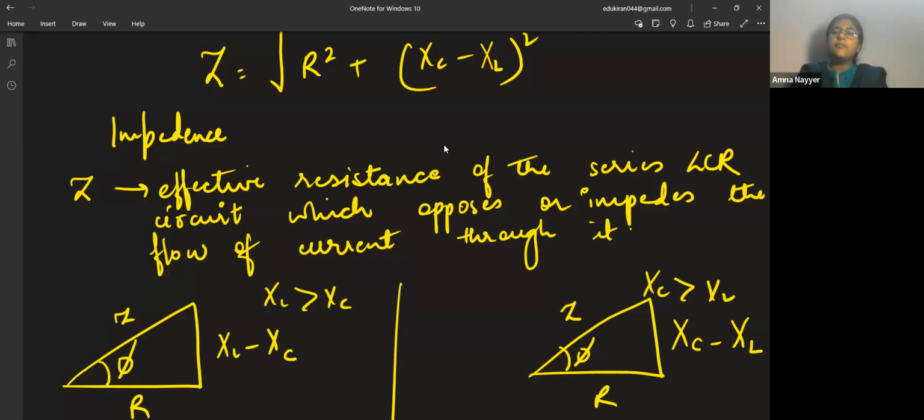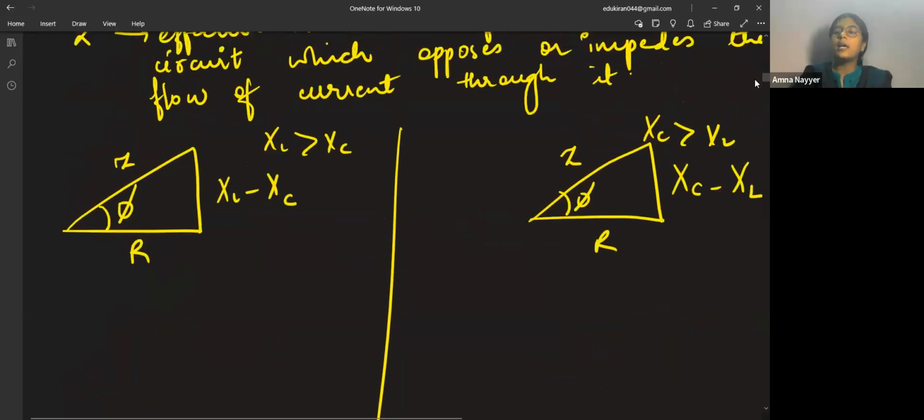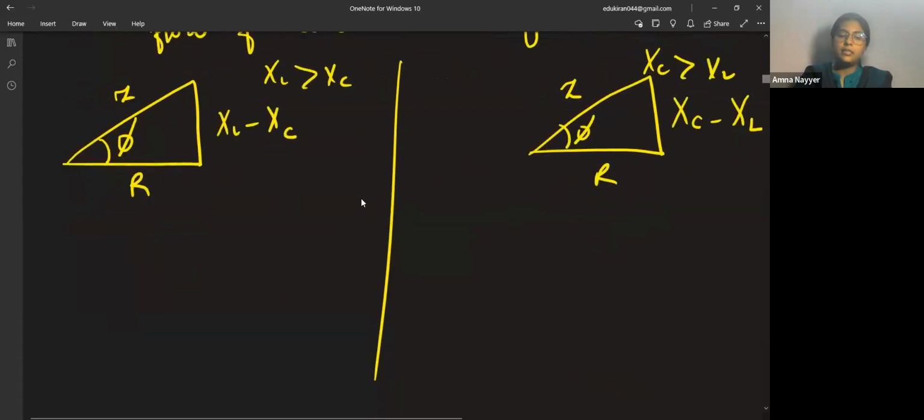Now see, one more thing. Apart from impedance, this triangle is also helpful in calculation of tan phi. Suppose this is phi. Phi is just the value of phase I have chosen, the phase difference between the current and voltage. Let me take this as phi. So what will your tan phi be equal to?